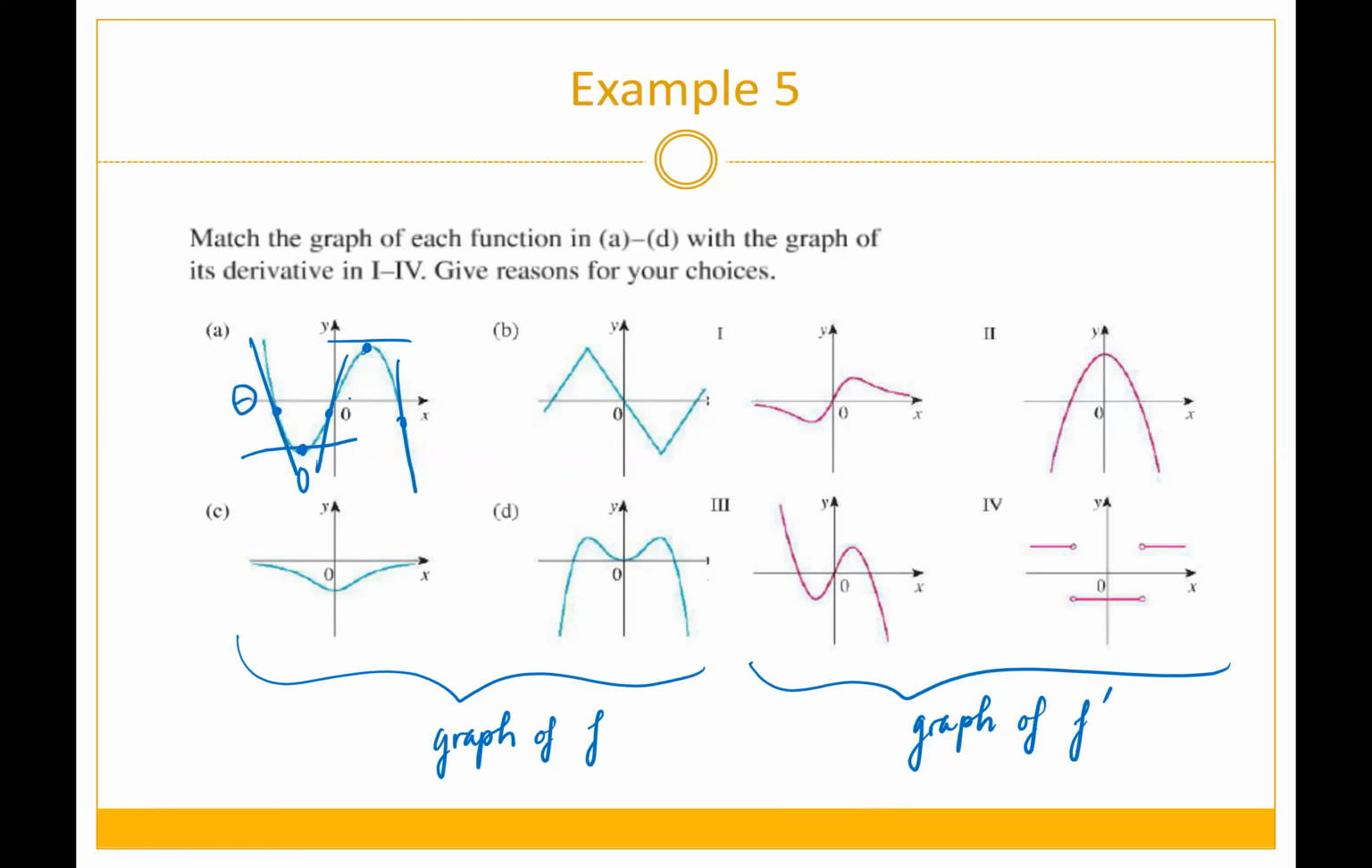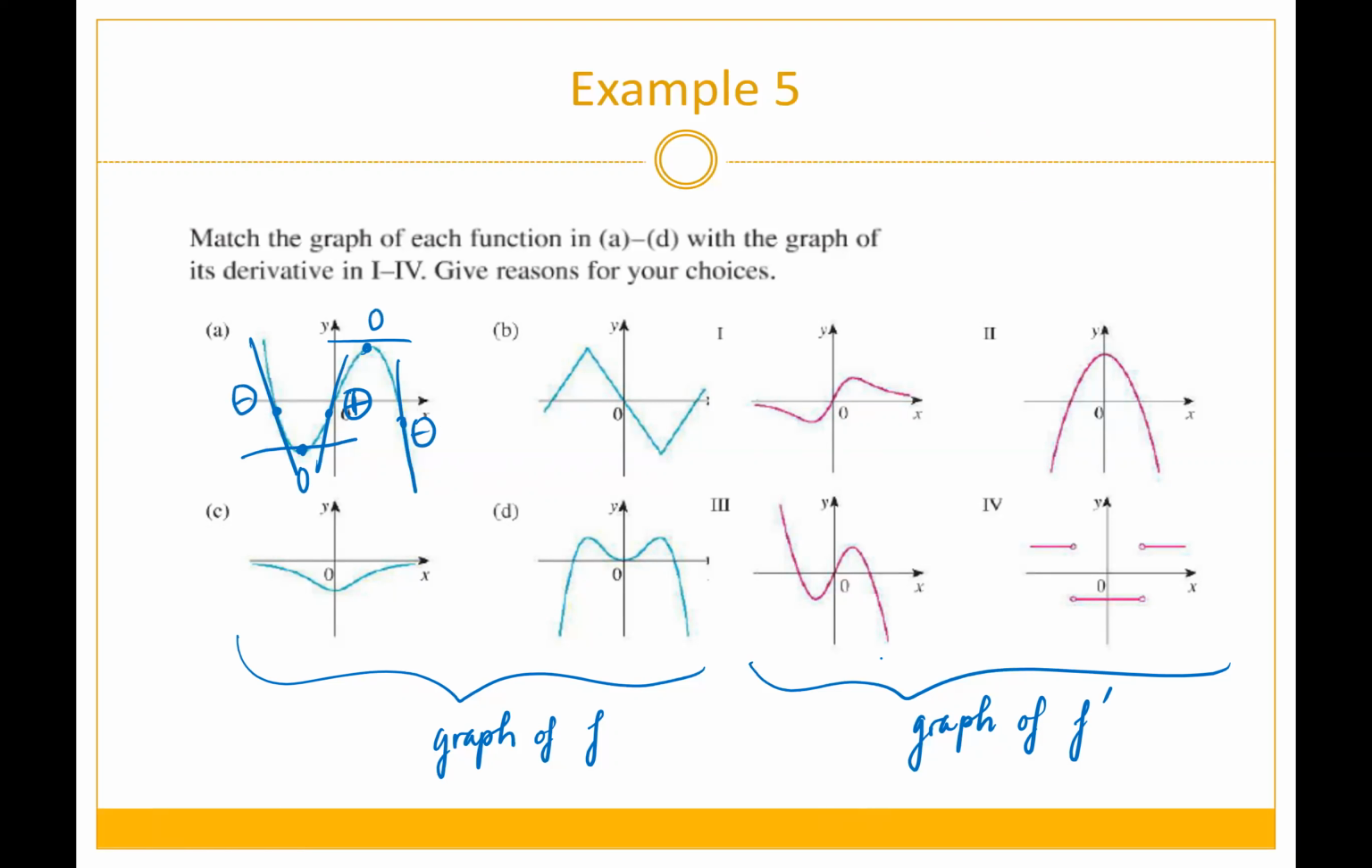Now it's positive again, then it's 0, and then it's negative. So you have to find a graph that goes from negative, crosses 0, crosses the horizontal axis, and then goes positive, and then goes to 0 again, and then negative.